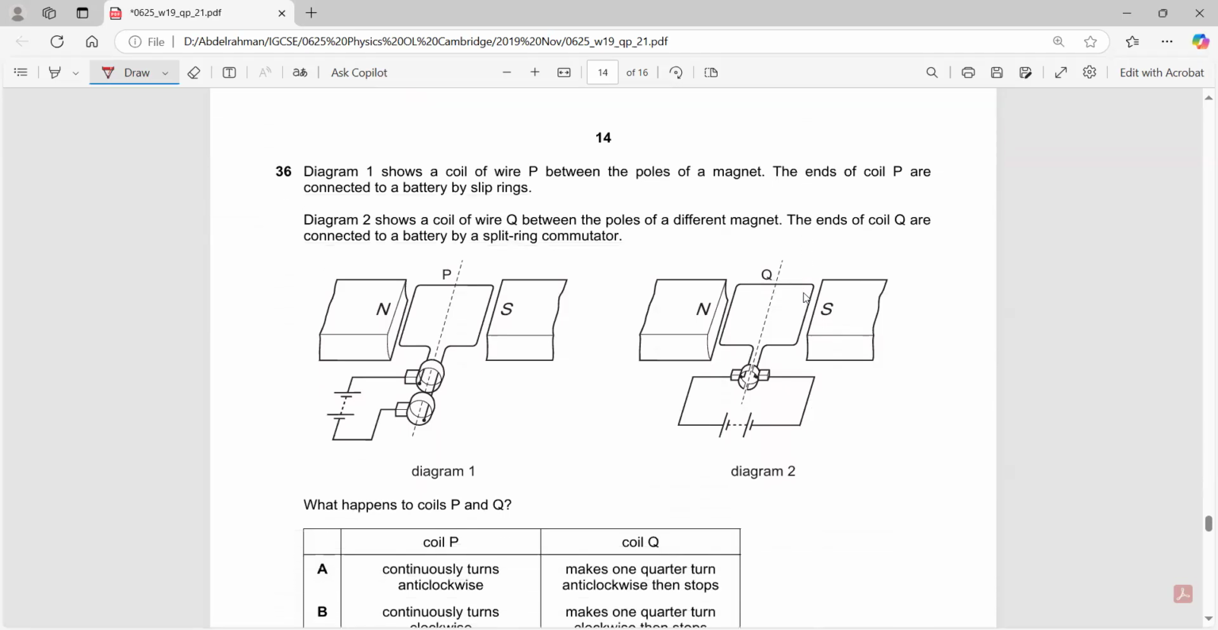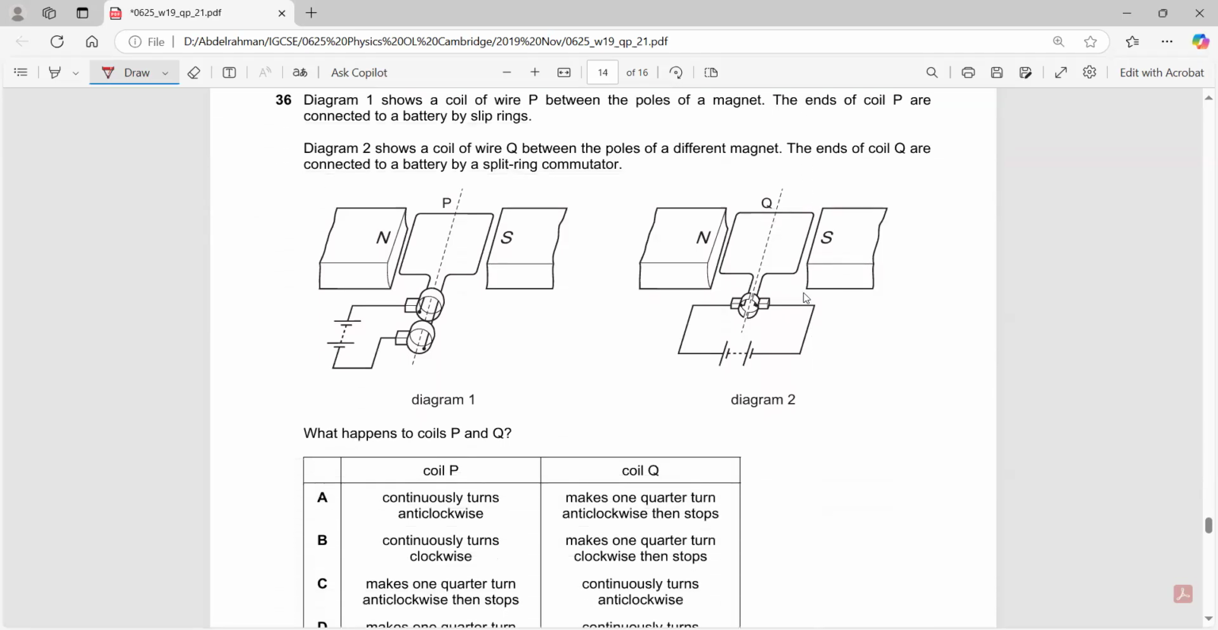Question 36. Diagram 1 shows a coil of wire P, and diagram 2 shows a coil of wire Q. The difference between P and Q is that P is connected to a slip ring while Q is connected to a split ring commutator. For a motor to work normally, you need a split ring commutator. So this is the diagram that will actually rotate.